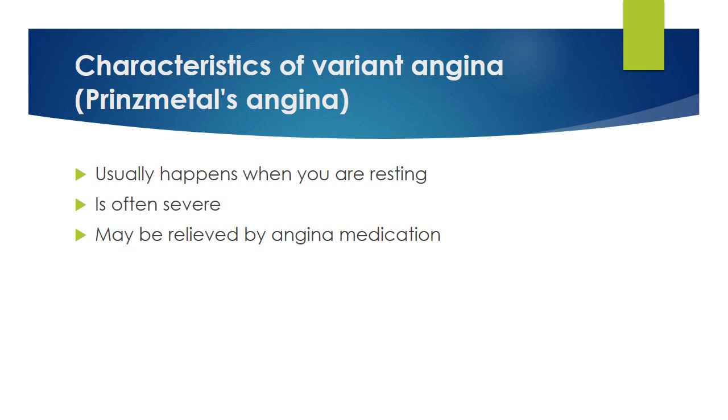And Prinzmetal angina, also called variant angina, usually happens when you are resting. It is often severe, and it may be relieved with anti-anginal medication. As we know, variant angina is related to spasm. So once you're resting and you're given vasodilators, the artery opens up, and maybe you wait for a few minutes, you monitor the patient, you do an ECG, and the patient will feel better and the pain subsides. So it is conclusive that it just comes and goes, it can happen for no reason, and it can be very severe.